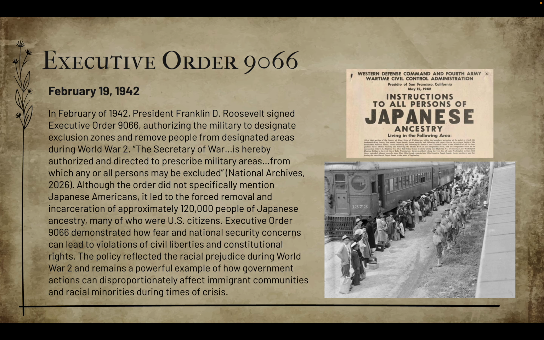I chose this event because I think it demonstrates the connection between immigration, race, national security, and civil rights. Even though many of the people affected were citizens, their Japanese ancestry caused them to be treated as potential threats during the war. I think this is especially important to immigration history because it shows how fear during a national crisis can contribute to racial discrimination and the loss of constitutional rights.